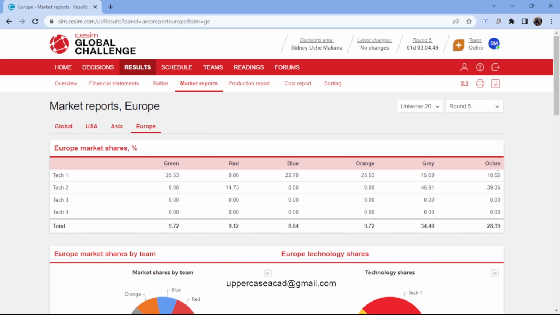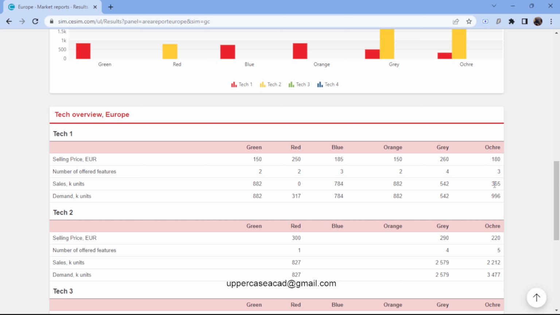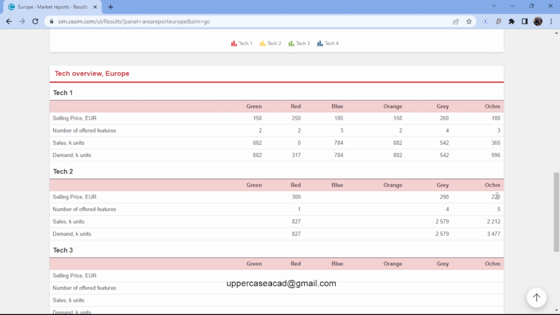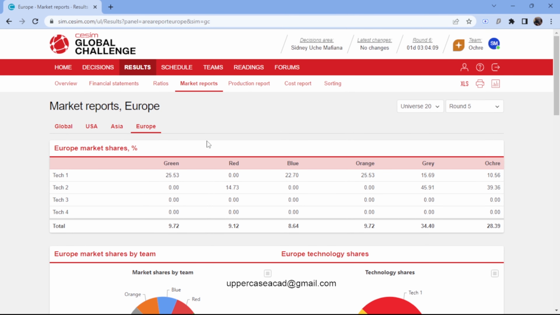Then in Europe, our Tech 1 product had 10.56. Then the market share for Tech 2 product was 39.36. In terms of pricing, our Tech 1 product was priced at 180, and we managed to sell 365, although the demand for the units was 996. Then for Tech 2 here, we priced our product at 220, giving it 5 features. We sold 2,212 units, and the market demand was 2,477.